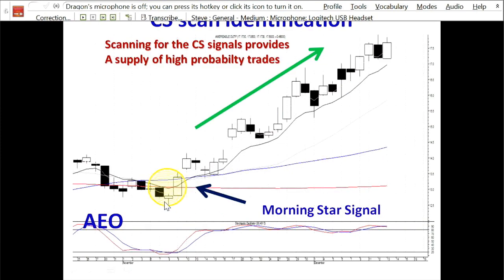So as we can see right here, this reversal was created by what we call the morning star signal, a down day, a day of indecision, kind of a Doji spinning top. A spinning top is a Doji but with a little bit bigger body, so it looks like a spinning top. And then the third day closes more than halfway up this candle.